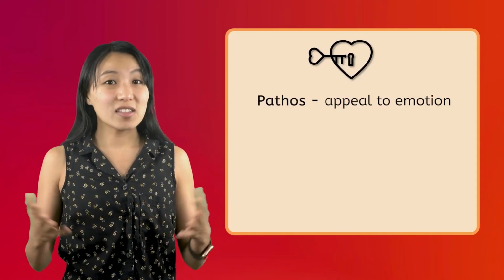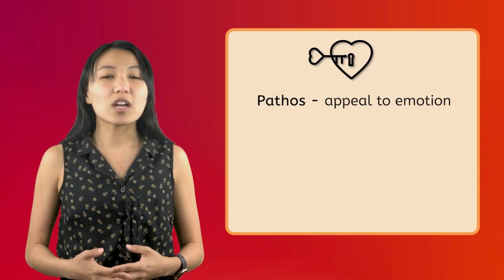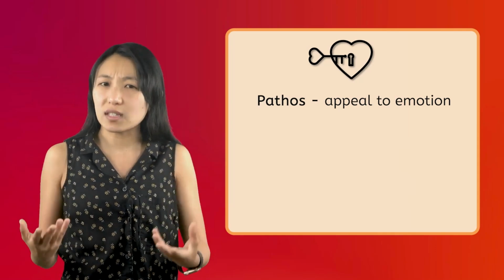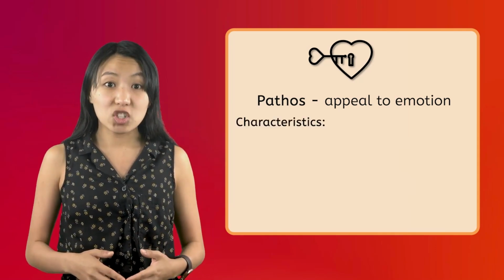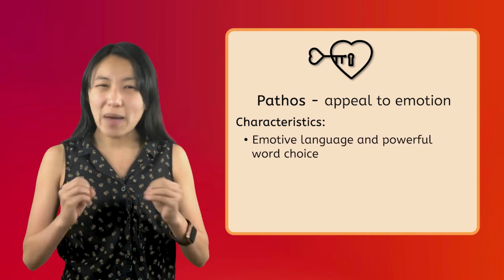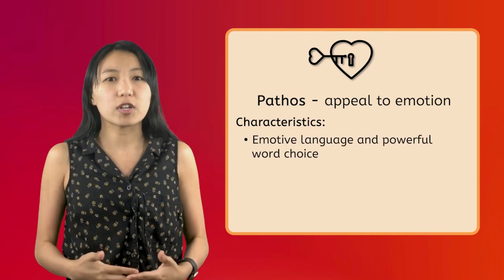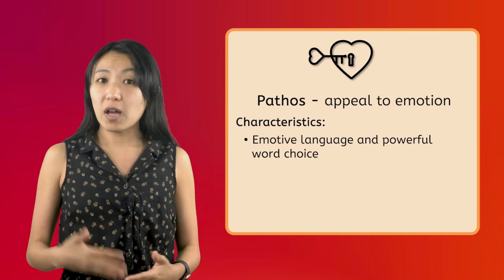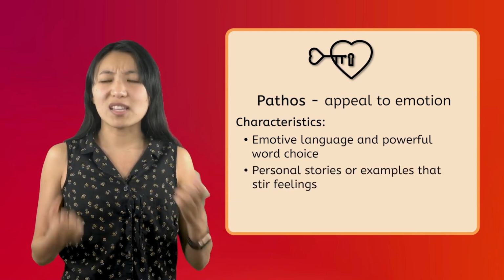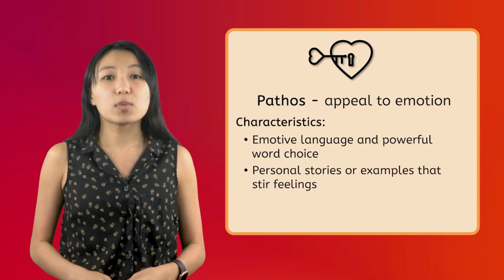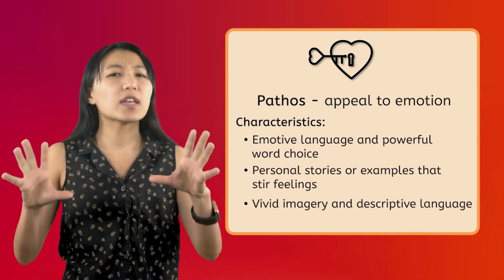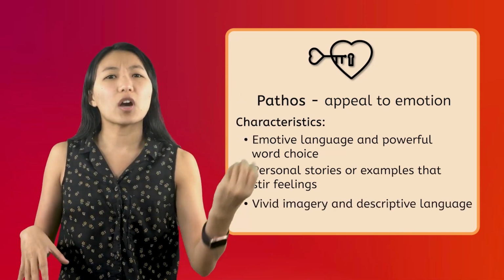Known as Pathos, this strategy revolves around unlocking the audience's feelings. To spot this appeal in action, watch out for emotive language and powerful word choice intended to make the audience feel specific emotions. You might also spot personal stories or examples that tug at the heartstrings, as well as vivid imagery and descriptive language to paint a picture for the audience.